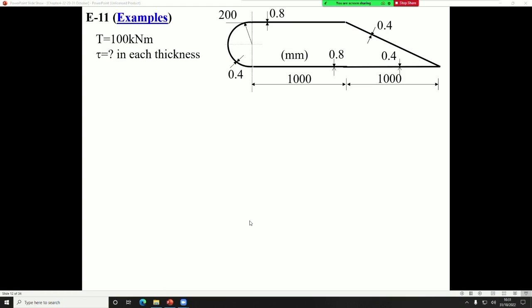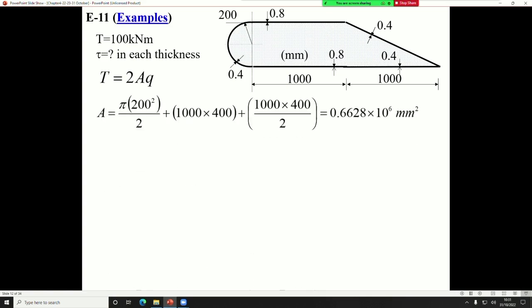So in that case, the equation we have is T, the torque applied, equal to 2 times the area enclosed by the perimeter, multiplied by the shear flow. A is the area enclosed by the perimeter. So we have here half a circle, a rectangle, and a triangle. So that is the area enclosed by the perimeter, not the cross-sectional area. Half a circle, rectangle, and the triangle. So this is the area.